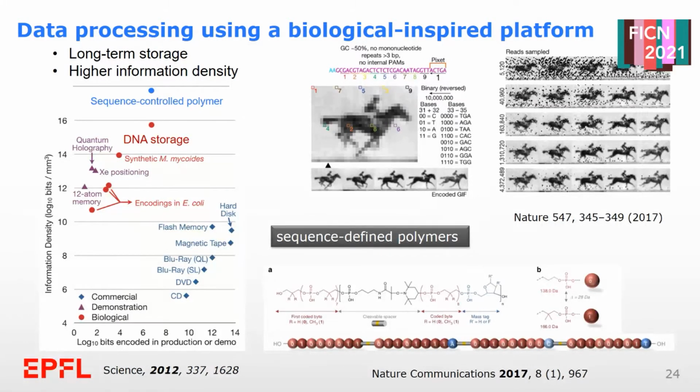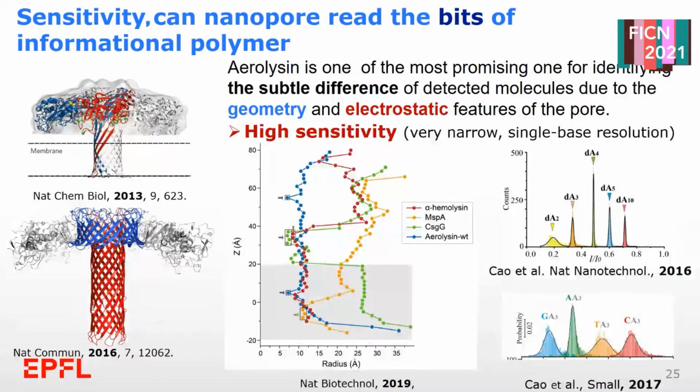Not only that, using artificial polymers produced by our collaborators at CNRS, the group of Professor Lutz, the synthesis of these polymers is also very cheap and very scalable. When one compares, for example, the prices of DNA sequencing and DNA synthesis, we see that the prices of DNA sequencing went really down, but the prices of DNA synthesis have still plateaued. So, as I already mentioned, we use this amazing biological pore, which is aerolysin.